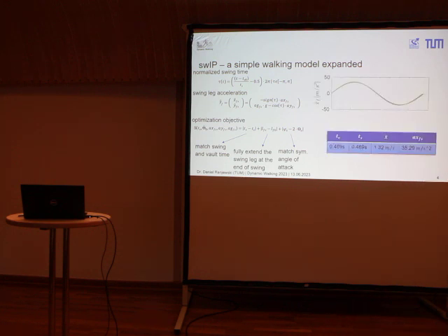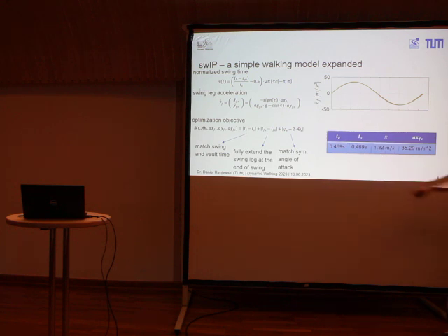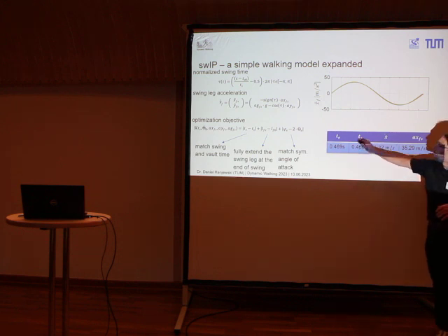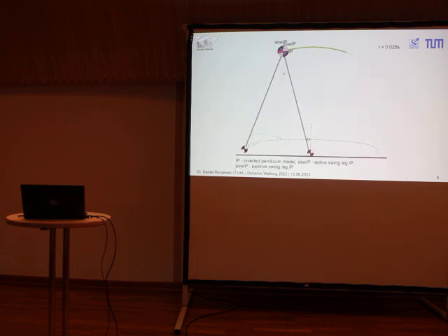And the optimizer came up with variables that were quite close to human walking, so we have an average walking speed of 1.3 meters per second, which is close to normal walking. We have a swing time of about 470 milliseconds, which is a little bit on the long side, but not too much. And the maximum acceleration that I need in horizontal direction is pretty high, 35 meters per second squared. And so how does that look?